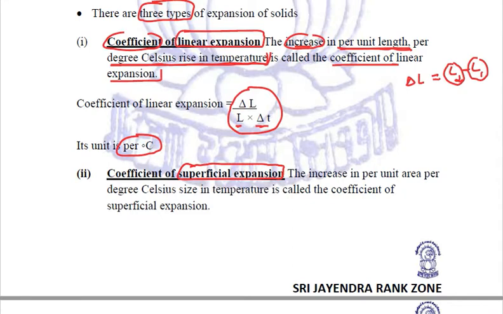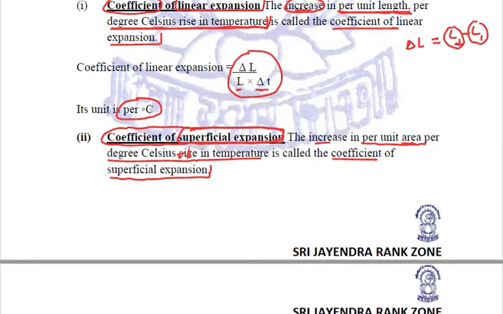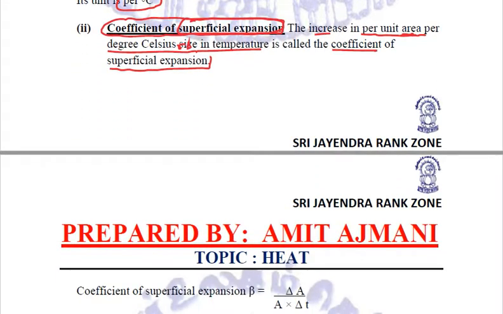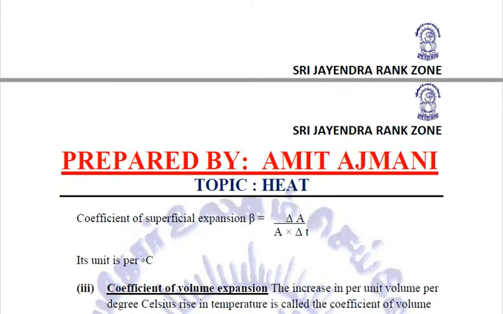Superficial expansion is the expansion in the area of the solids. And for calculating the coefficient of superficial expansion: the coefficient of superficial expansion means the increase per unit area per degree Celsius rise in temperature. That is how much per unit area is getting increased per degree Celsius rise in temperature.